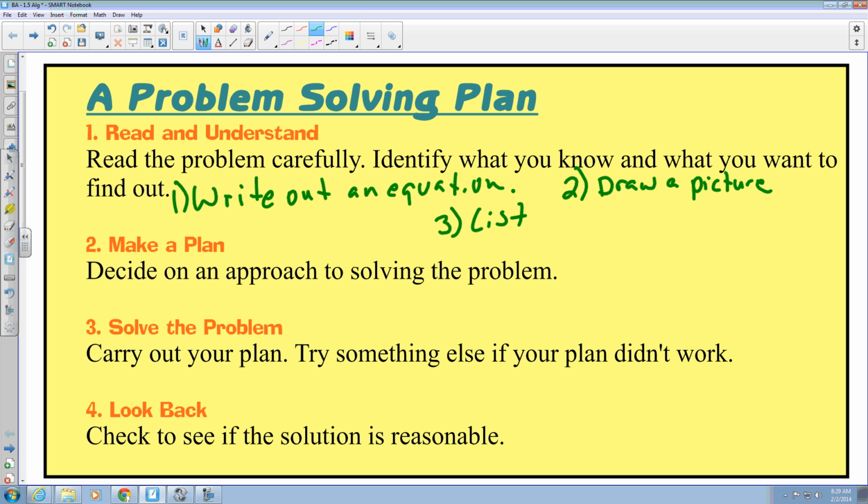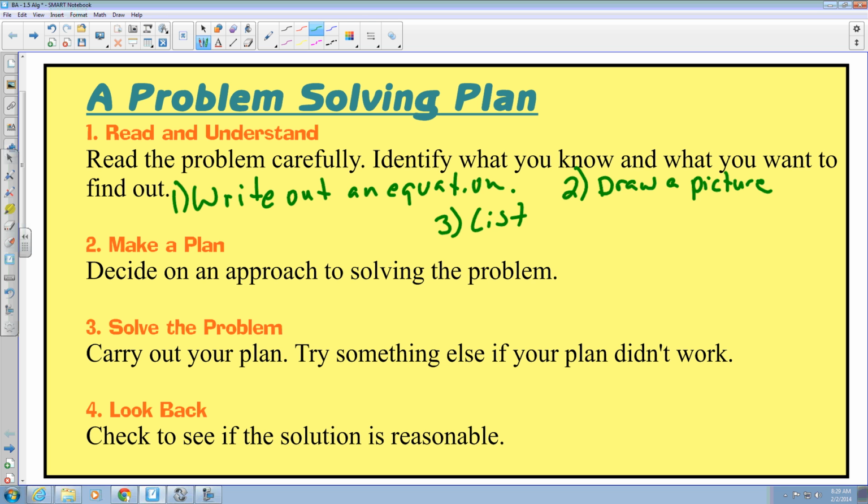Number two is make a plan, decide on an approach to solve the problem. So use one of those steps. There are probably more. And then solve the problem. Once you do that, carry out your plan. Try something. If it doesn't work, do something else. And then the last one, which is probably the most important, is to make sure your solution's reasonable.